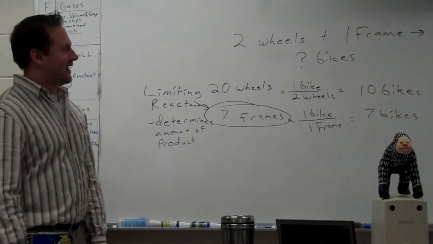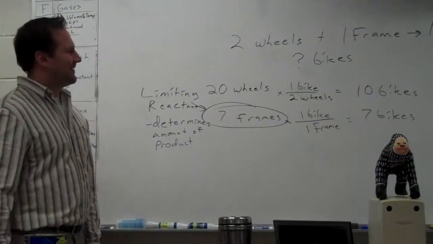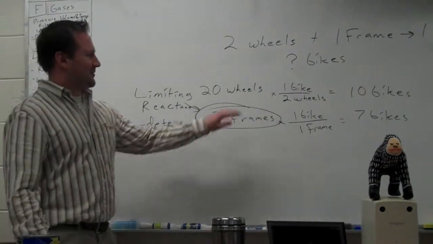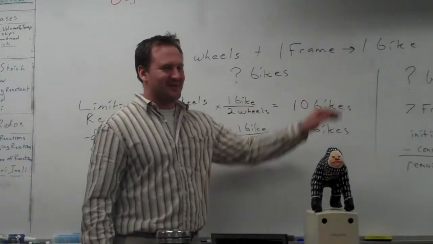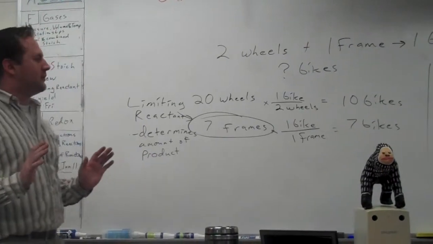Well, kids, today we're going to learn about bike making. When you're making a bike, you need 2 wheels and 1 frame to put together this bike. There's other parts, but we're not worried about those.